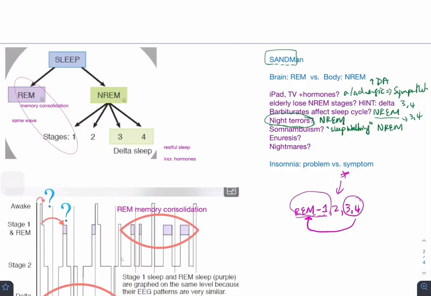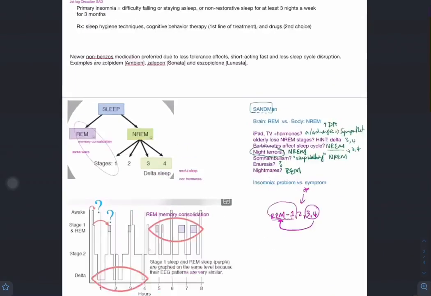How about urination? That means urination while sleeping. Is this a physical activity or a brain activity? Now that is up for debate. Nightmares, is this a physical activity or a brain activity? Nightmares are brain activity, so this will be a REM disorder.